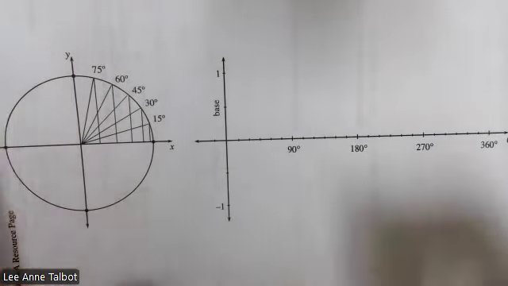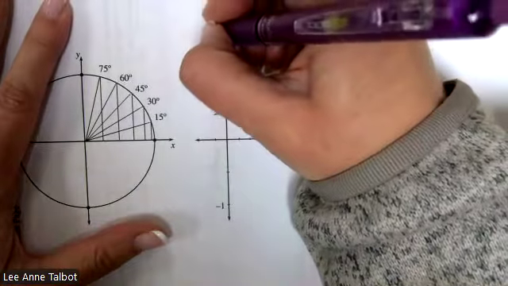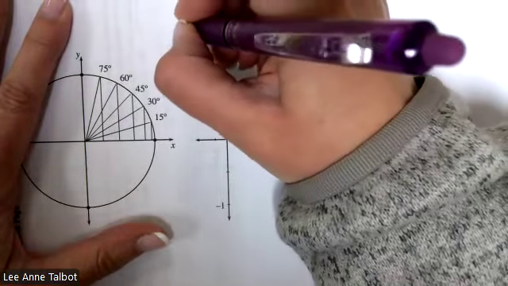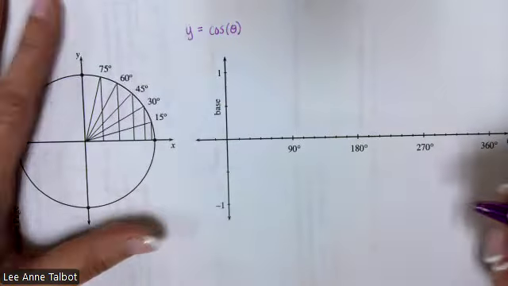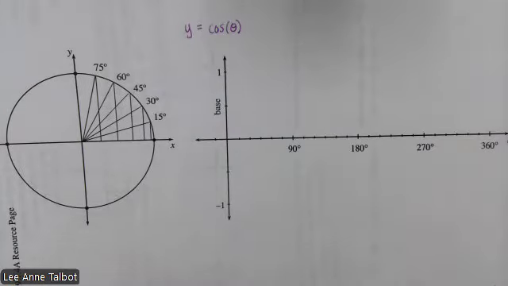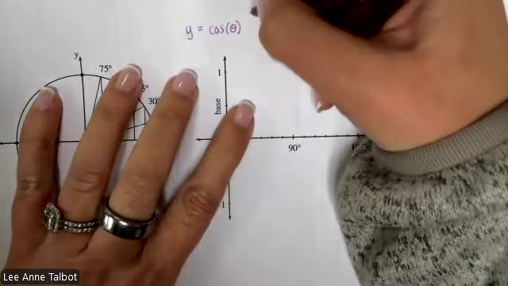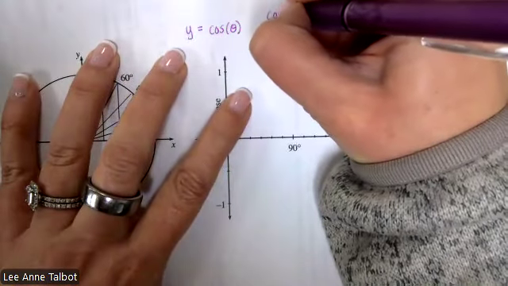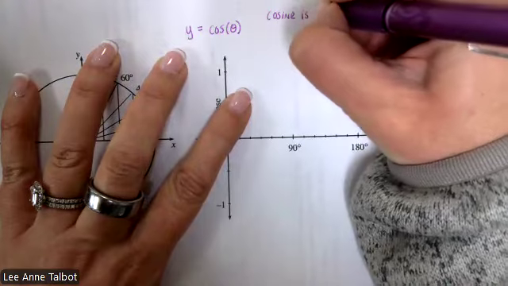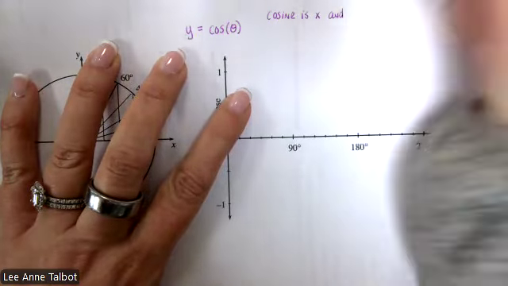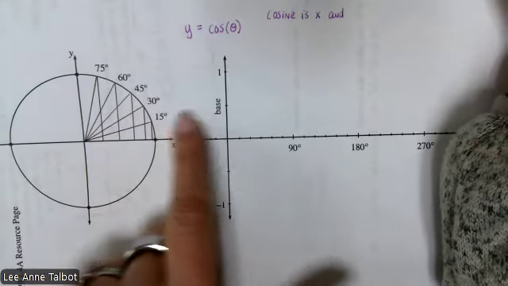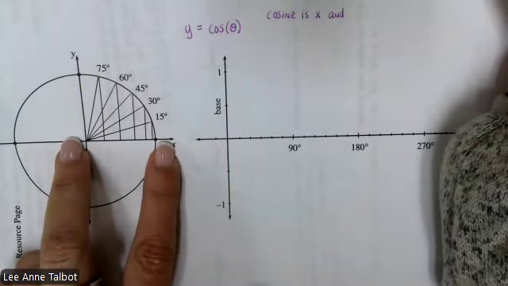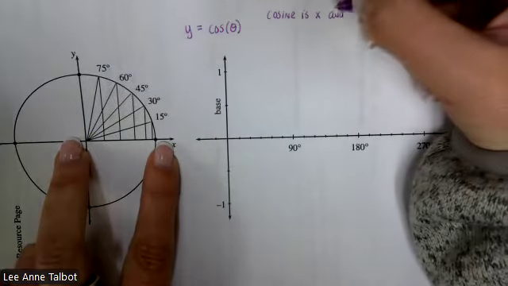Okay, so I'm going to do my best here. So we're going to graph y equals cosine of theta. That's what we're ending up graphing. And cosine, as a reminder, is the base of the triangle. And I think that's why our book starts with sine, because it's so much easier to relate the height. It's much harder to relate the length of the base.